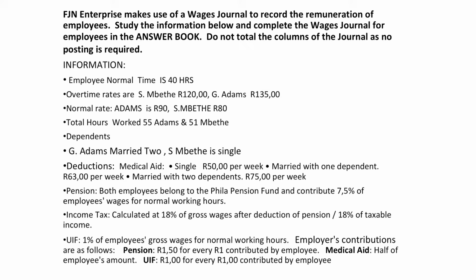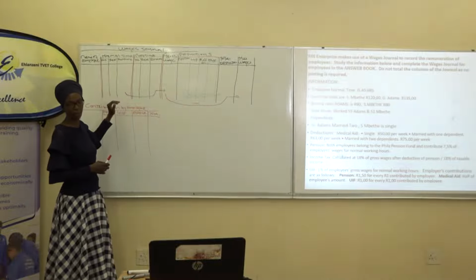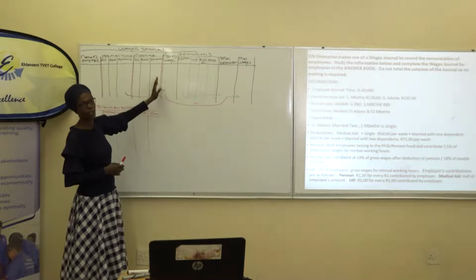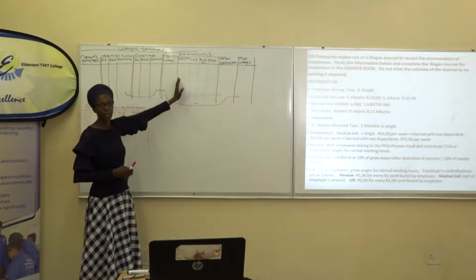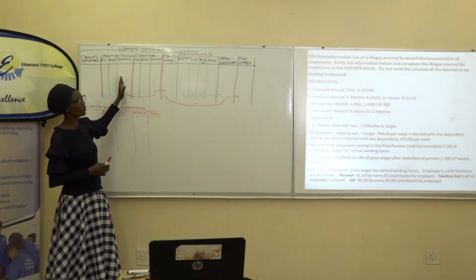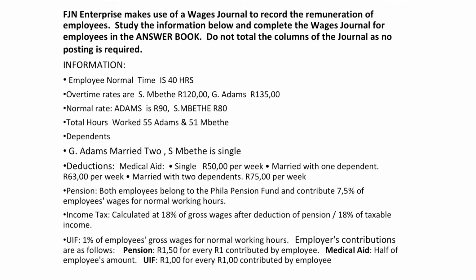Then for the pension, all the employees belong to the Pillar Pension Fund and contribute 7.5% of employees' wage for normal working hours. Remember, you must not add the overtime there for the 7.5%. You have to know which amount you are going to use to calculate that 7.5%. We have the normal amount, the overtime amount, and the gross wage. Here they said the 7.5% has to be calculated using the normal amount.